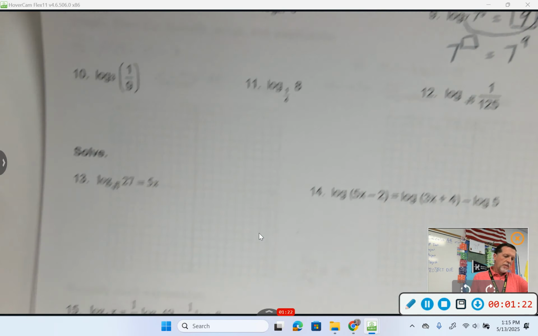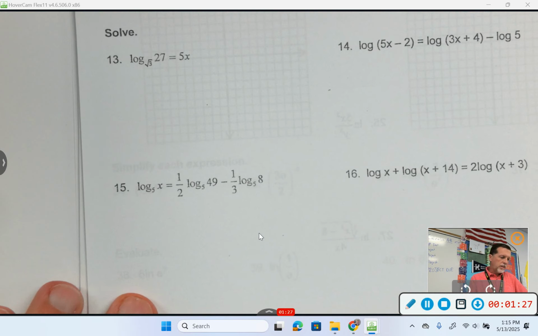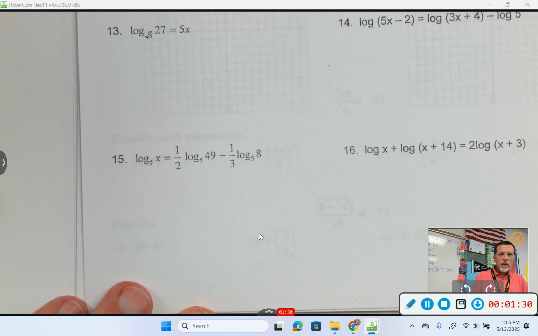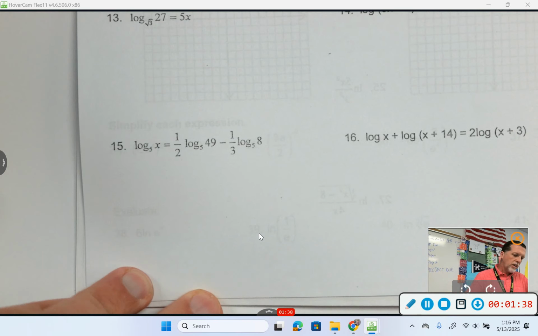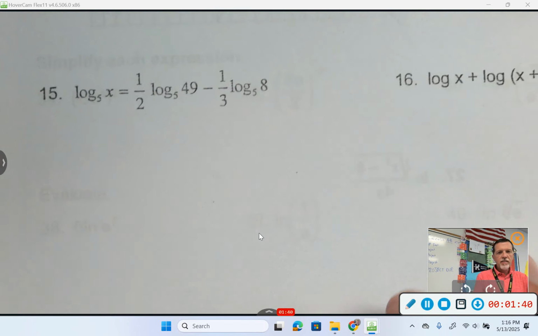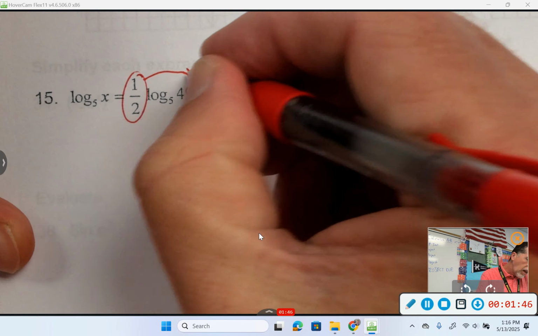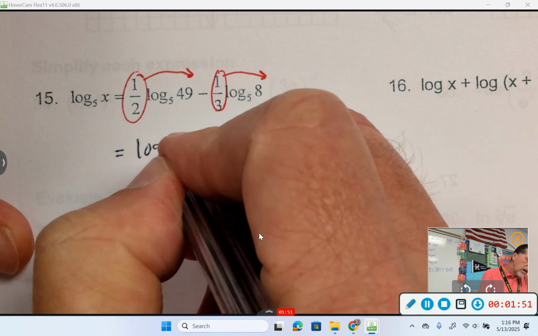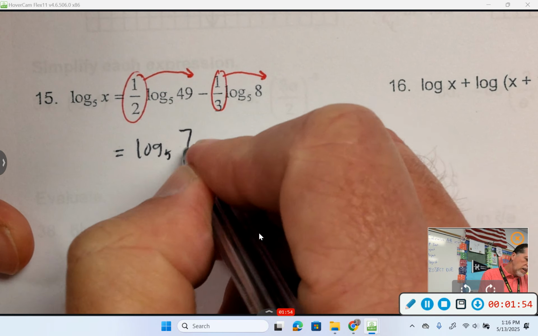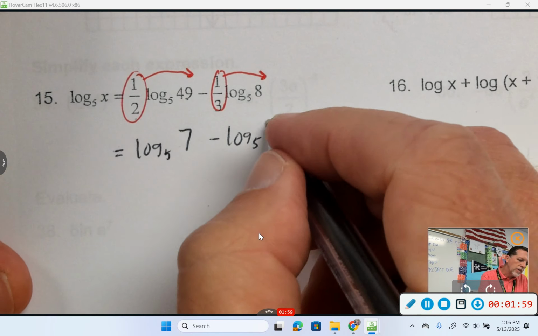Let's skip down to number 15. Solve, and these are no calculator questions. I see a bunch of logs, so I'm thinking if I can condense down to log equals log, I can cancel the logs and set the arguments equal to each other. So let's condense the right-hand side. The coefficients can become exponents. So the square root of 49 is 7, and the cube root of 8 is 2.